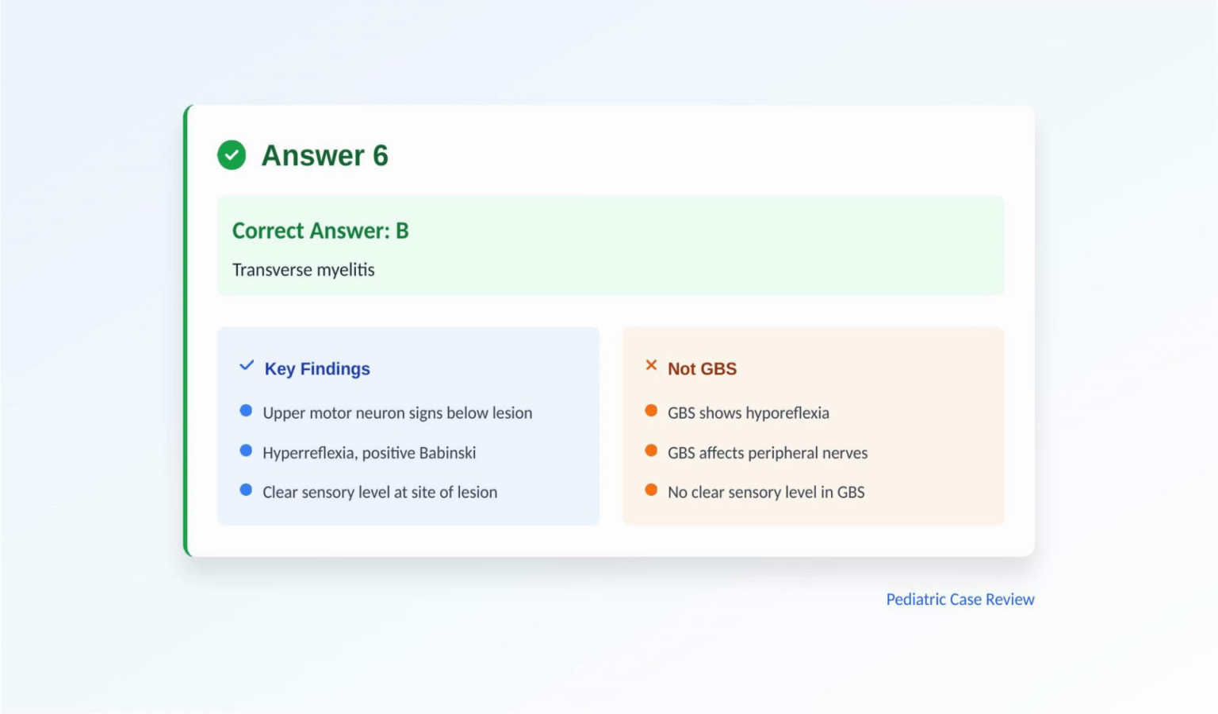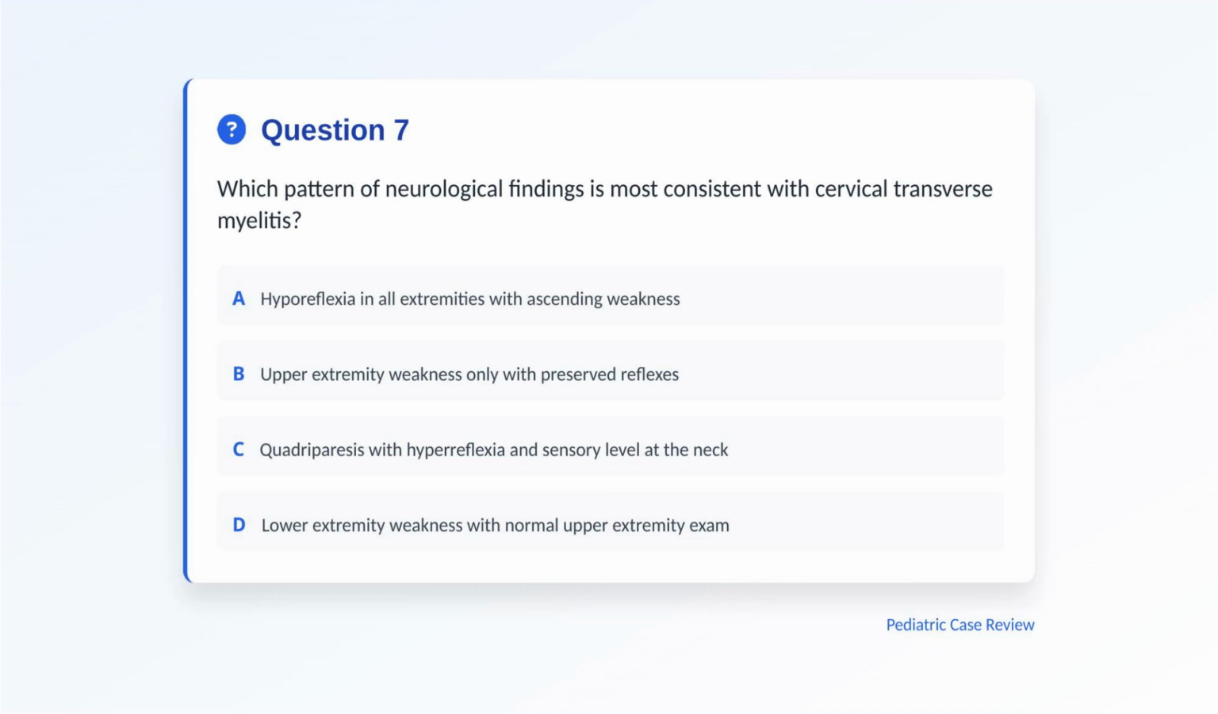The examination findings strongly support transverse myelitis. Upper motor neuron signs, including hyperreflexia and positive Babinski reflexes, are typical below the level of the lesion. The clear sensory level at T10 indicates the location of the spinal cord inflammation. These findings help distinguish transverse myelitis from conditions like Guillain-Barré syndrome, which typically presents with hyporeflexia rather than hyperreflexia, as it affects the peripheral nervous system. Question 7 addresses examination patterns.